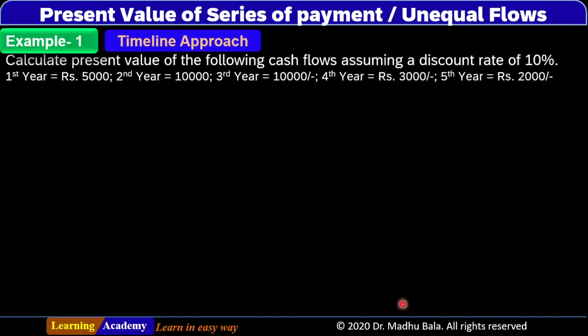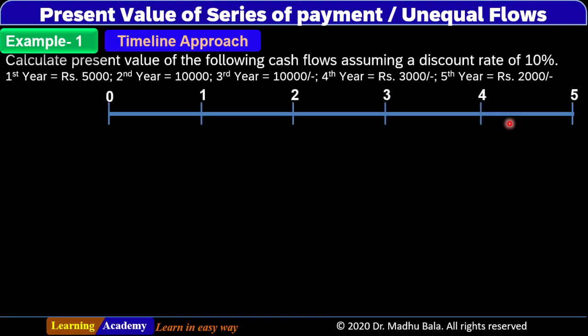Here we will understand how we can compute the present value of unequal flows using the timeline approach. So let's understand it with the help of an example. Calculate the present value of the following cash flows assuming a discount rate of 10%. For first year, the cash flow is 5,000. For second year, it is 10,000. For third year, 10,000. For fourth year, it is 3,000. For fifth year, it is 2,000. This is the same example and we will understand it with timeline approach.